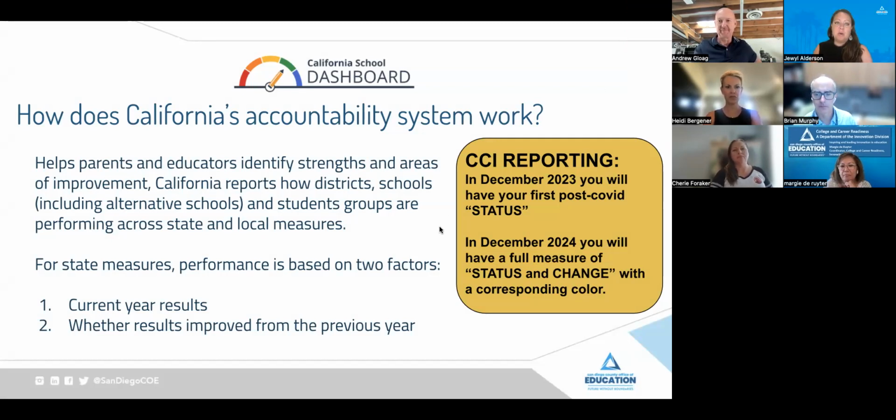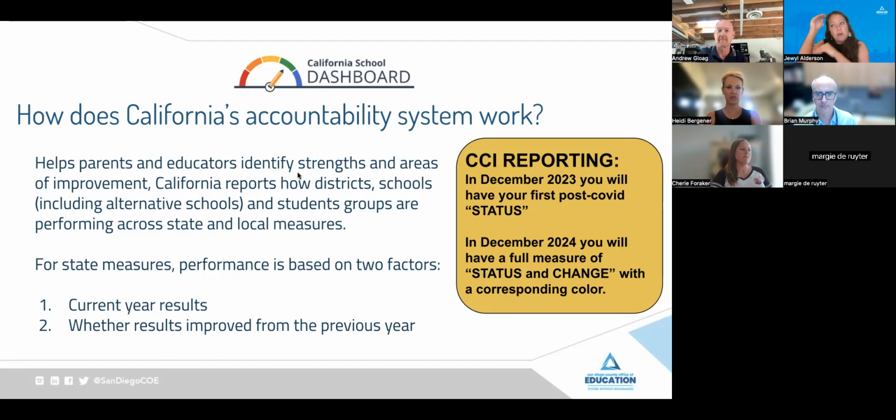And just so you know, our CCI, most of the time we get that little speedometer at the top. Well, we haven't had that speedometer in a while because, due to COVID, we had many measures that were not collected or not fully collected. And so this last year, for most measures, you saw a little bar graph, and that bar graph was the current year results, or what we call status.